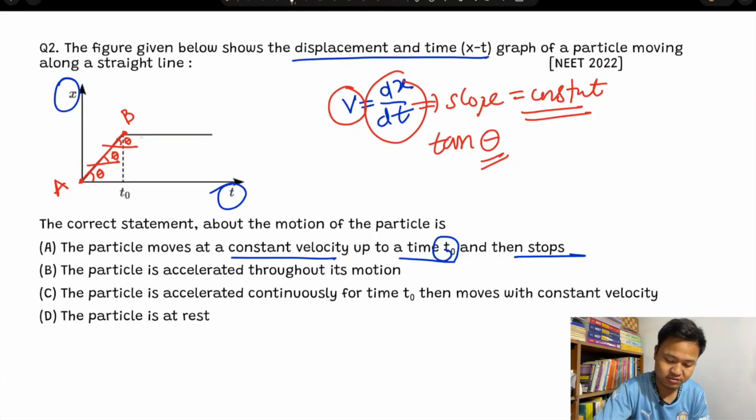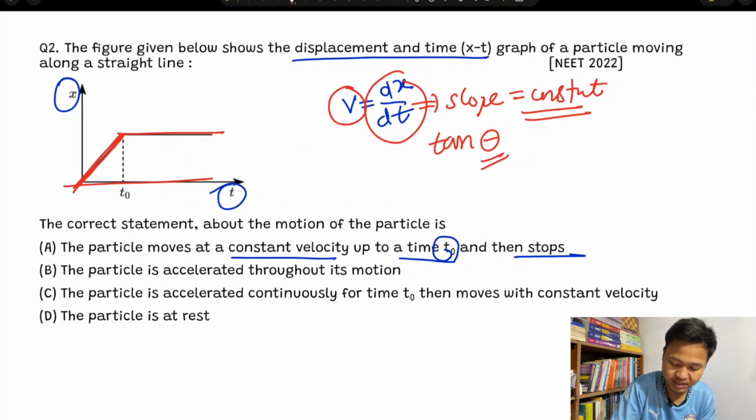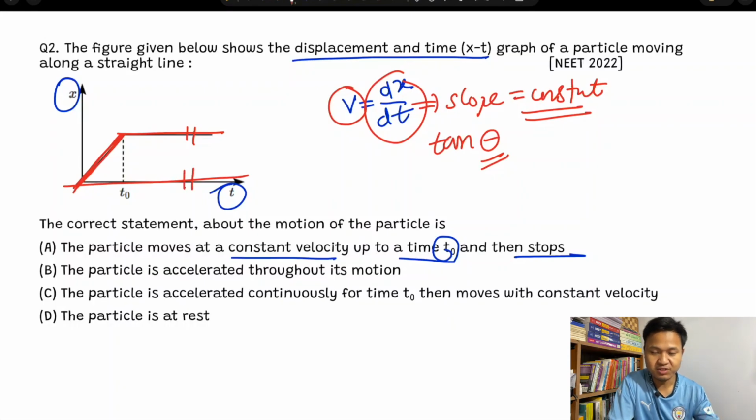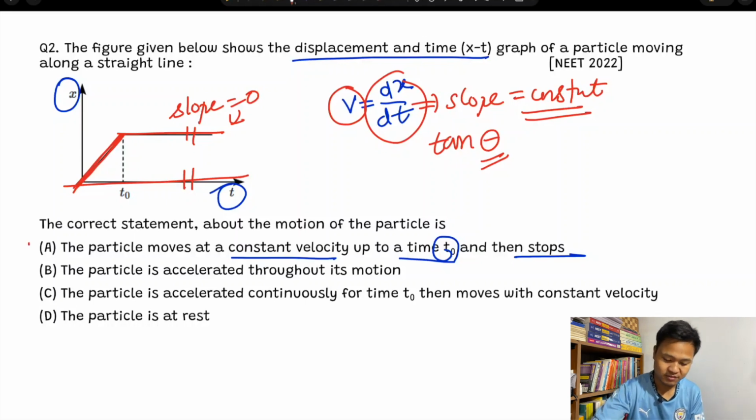Up to time t naught the slope is the same. So the line goes uniformly, and the slope is constant. Now after t naught you have a line parallel to the x-axis. If a line is parallel to the x-axis, the angle between them is 0. So tan 0 is 0, so the slope is 0 here. If slope is 0, that means velocity is also 0. So the first option is correct.